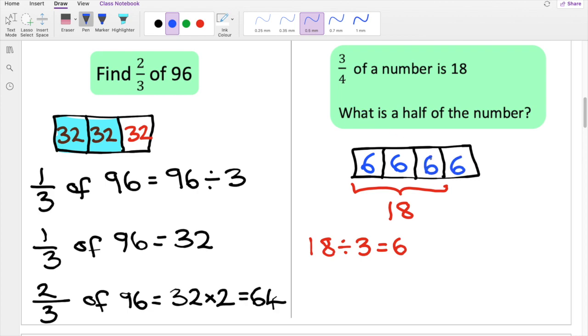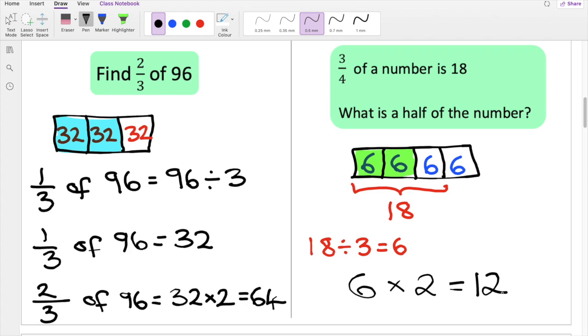Because this part is worth 6, therefore this part must also be worth 6 because it's split into equal parts. And the question is asking us, what is half of the number? Well, remember the rectangle, just like in the first example, represents the whole number. The whole number I can find out by doing 6 multiplied by 4, which is 24. Half of the number then is just half of that. I need to shade in half of my rectangle. 6 multiplied by 2 is 12, so half of my number is 12.